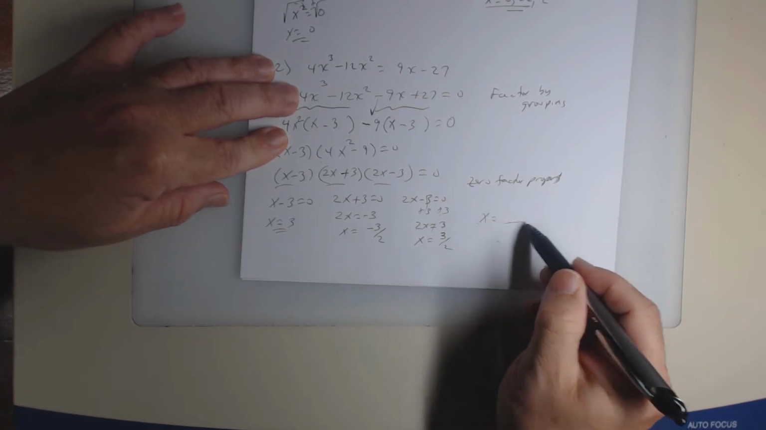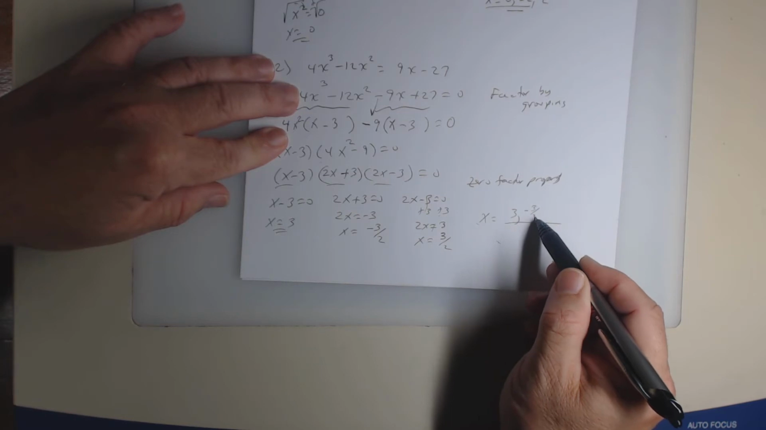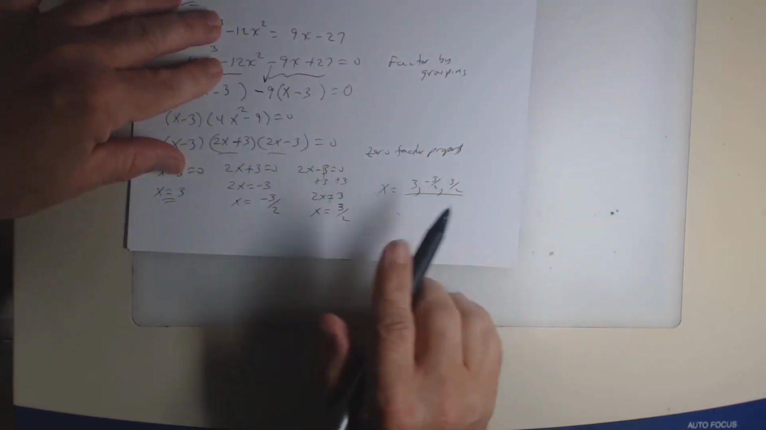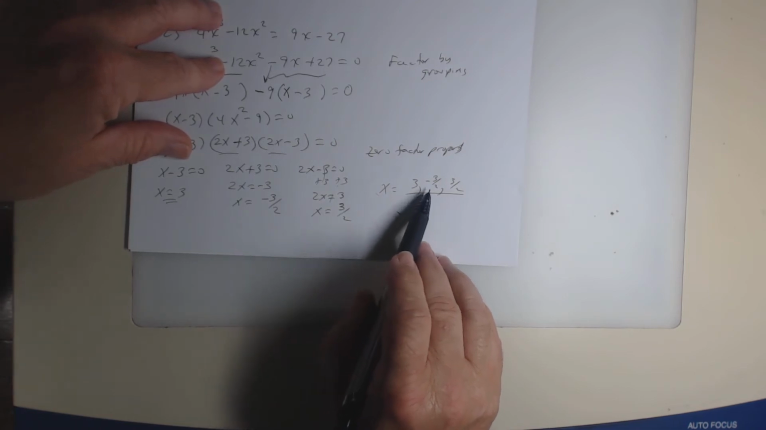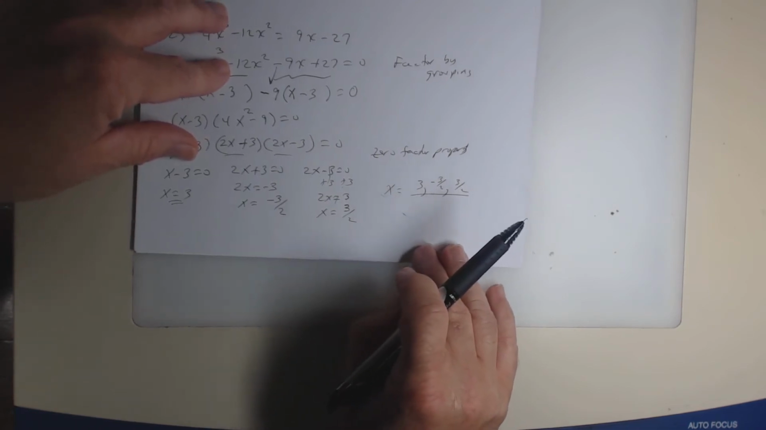All right, so in the blank, you're going to say 3, comma, negative 3 halves, comma, positive 3 halves.